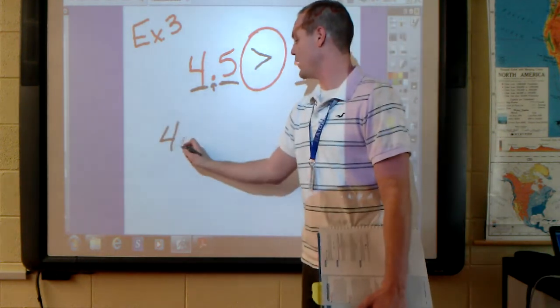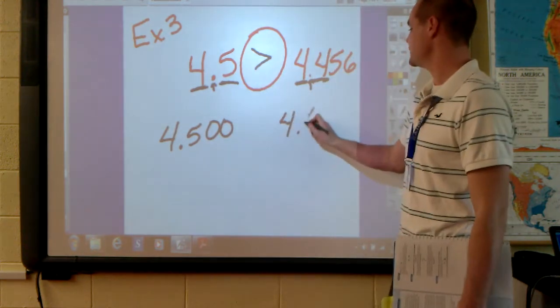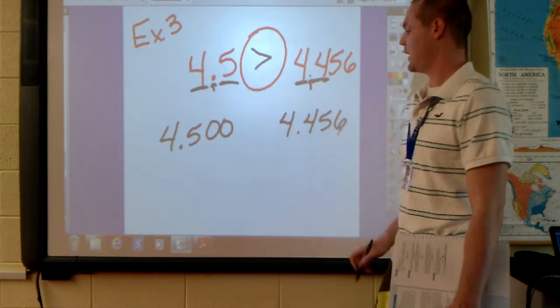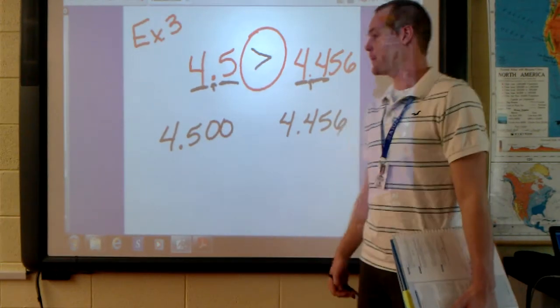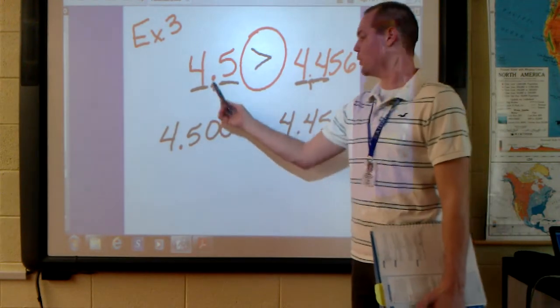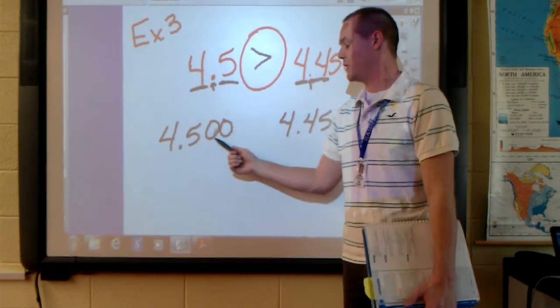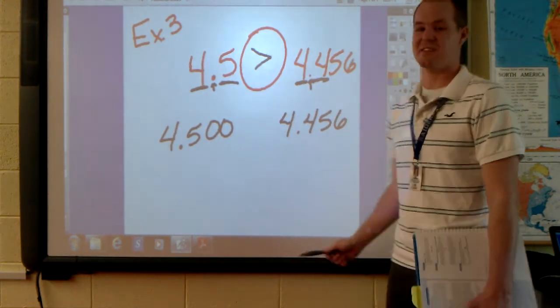Remembering that if I wanted to, I could add 2 zeros here without changing the value. Okay, these are understood to be there. They don't affect the value of the number. Okay, this is just a simplified number. So again, we see that 4 and 5/10 or 4 and 500 thousandths is of course greater than 4 and 456 thousandths.